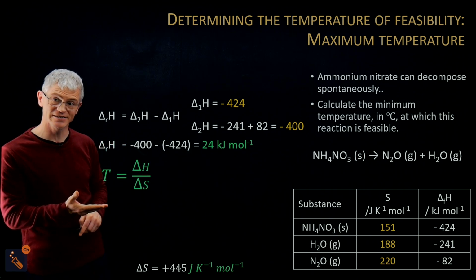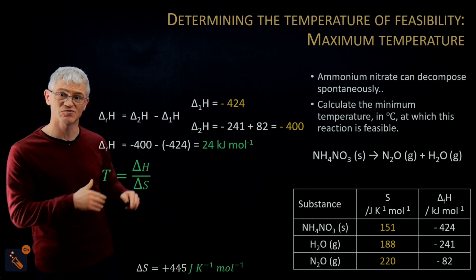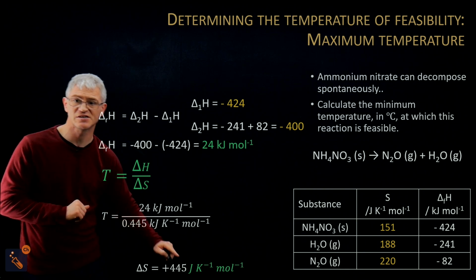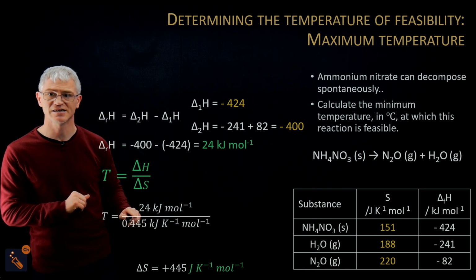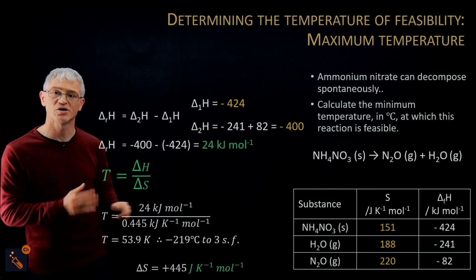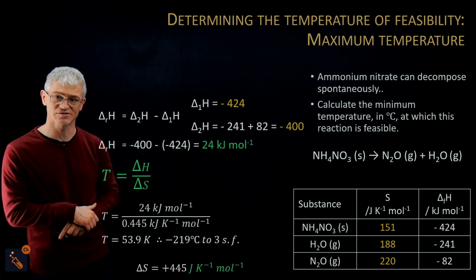We then go back to this, which is T equals delta H over delta S. Remember, we must keep it in kilojoules here. Okay, so there's your kilojoules. We've converted this number down here, the delta S, into kilojoules. Then that gets 53.9 Kelvin, or minus 219 degrees Celsius.